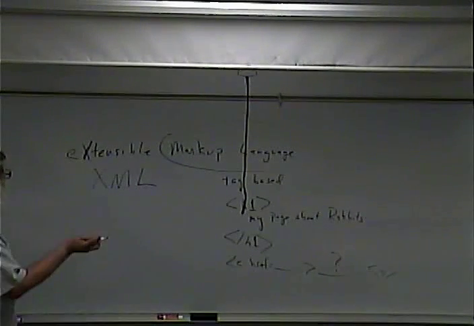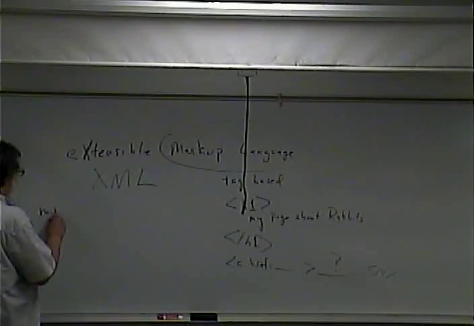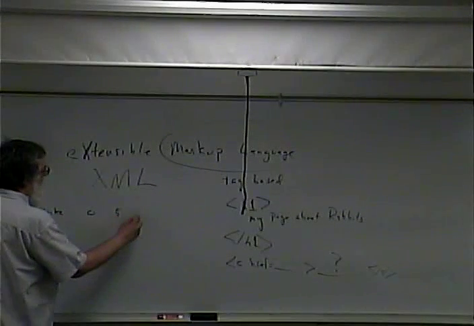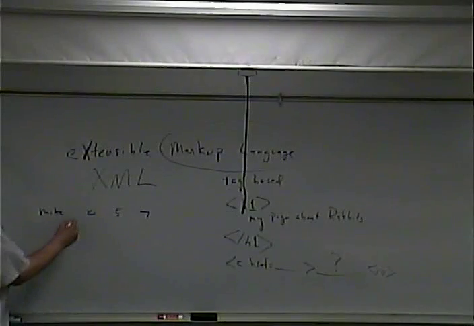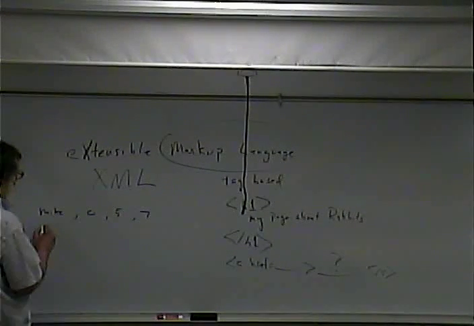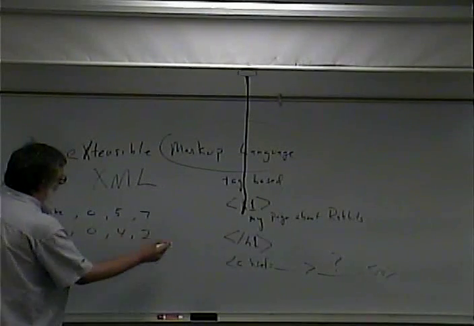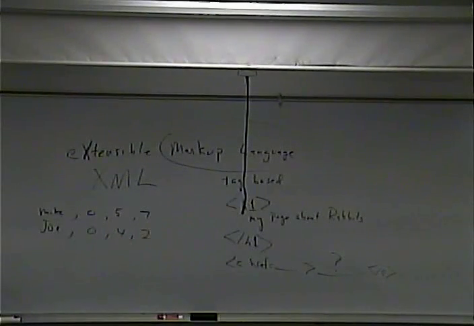Person's name, their score on assignment one, their score on assignment two, their score on assignment three. Maybe separated by commas. And so on down the line. That's a flat file. There's no formatting there. You have to be smart enough to know that the first column is a person's name, the second column is their grade on assignment one, or the third column is their grade on assignment two, and so on. All right?